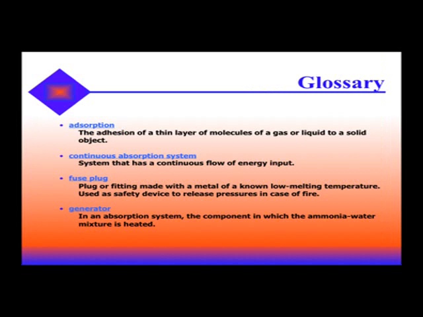Couple terms you need to know about absorption. Adsorption is the adhesion of a thin layer of molecules to a gas or solid object. Continuous absorption is a continuous flow of energy input. Fuse plug: a plug or fitting made with a metal of low melting temperature. It's a safety device. Generator: in an absorption system, it's the component in which the ammonia and water mixture is heated.